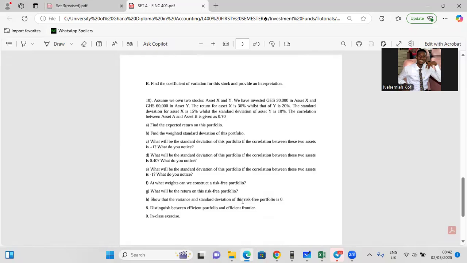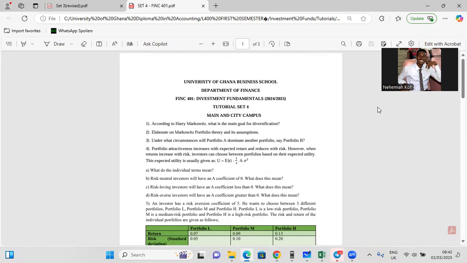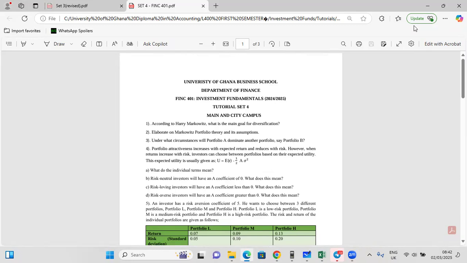So in today's session, what we are going to do is we are going to solve tutorial set 4 here, right? So let's do this because it's also plenty. So let me try and then do this as quick as possible.